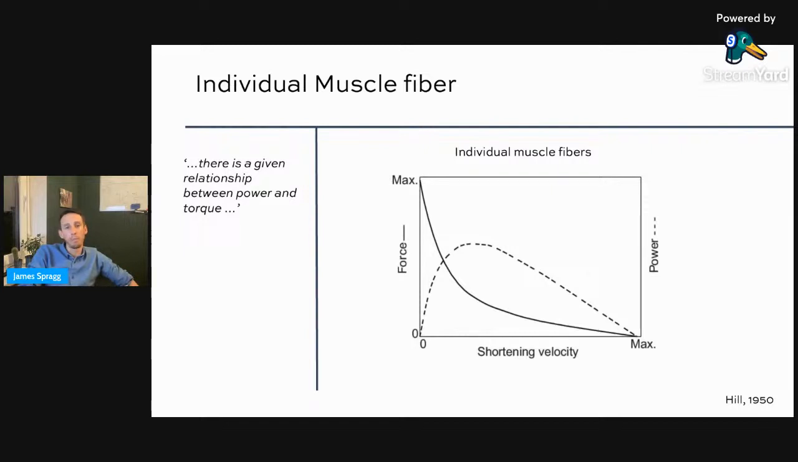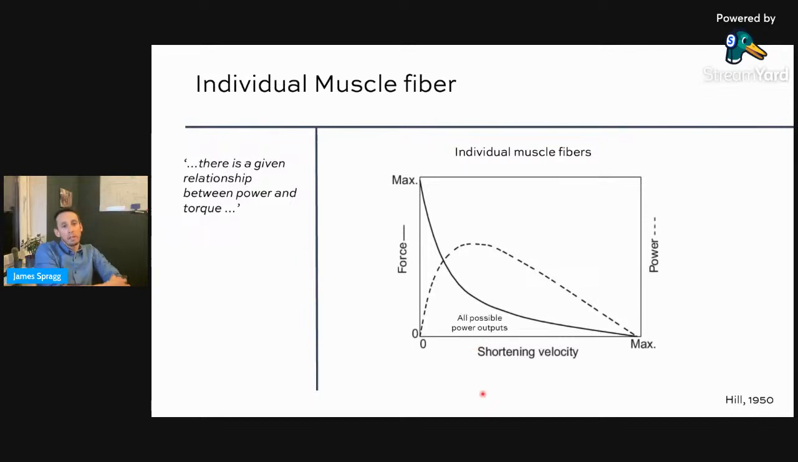So here's some data from A.V. Hill all the way back in 1950. What this shows is for an individual muscle fiber, and let me put up my little laser pointer here, it shows that an individual muscle fiber can produce a lot of torque at very low velocities, or it can produce not much torque at very fast velocities. Here, the thick black line is our torque cadence relationship, or our torque velocity relationship. And what we can see is the resultant power. You can see there's actually a sweet spot where the power is the highest with a certain torque and a certain shortening velocity.